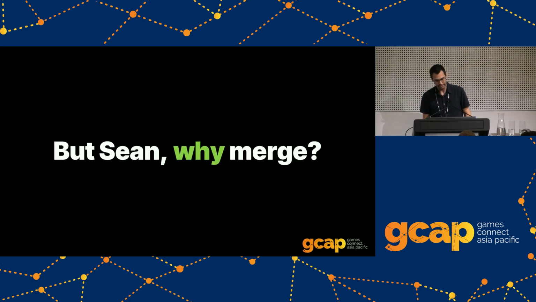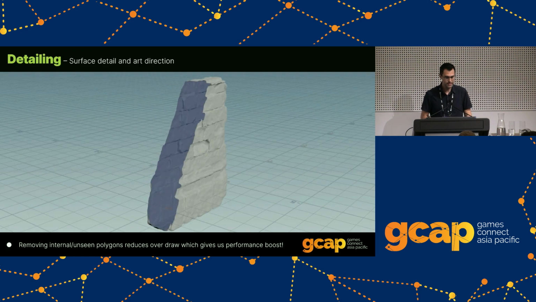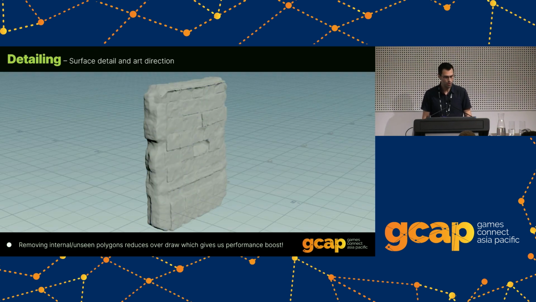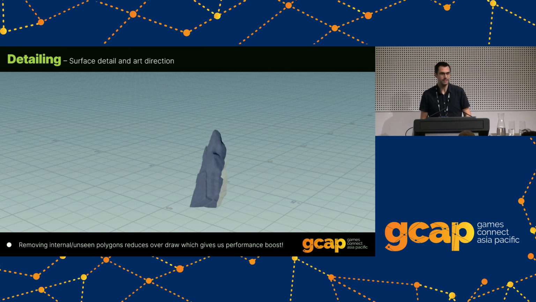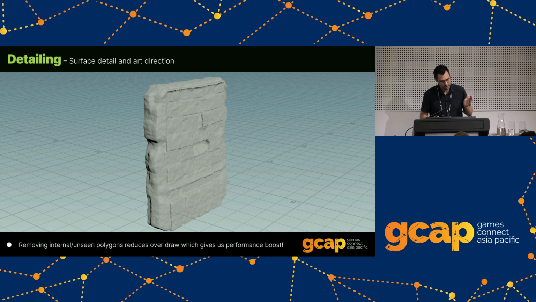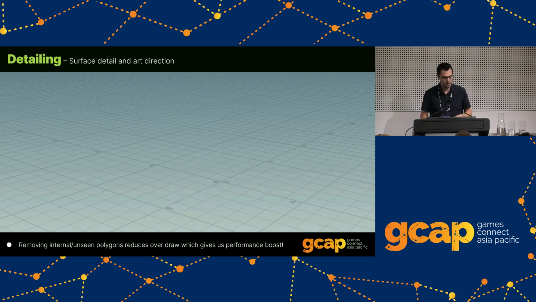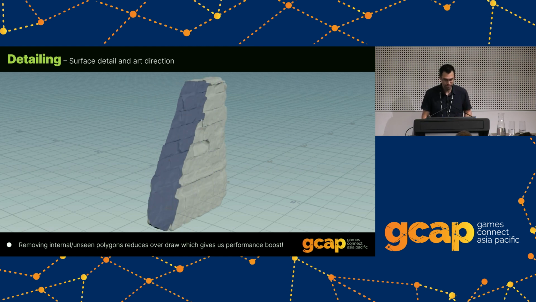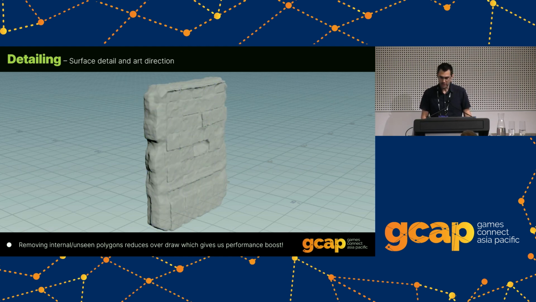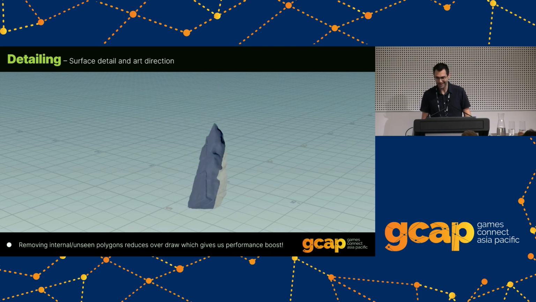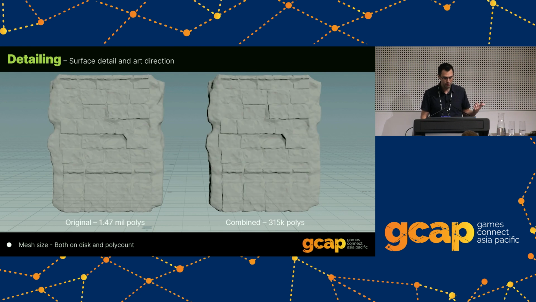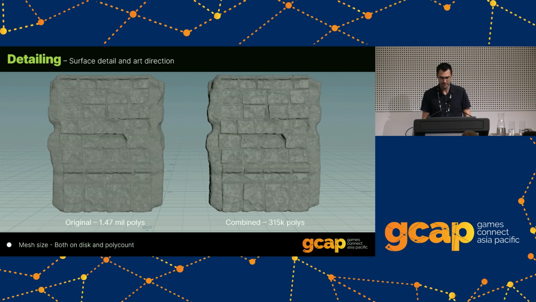But why, Sean? Why merge this? The reason, as I said before, is overdraw, you want to optimize. Even though you can do this stuff, there are issues. If you can optimize every step of the way, because you know the engine, it really does help, right? Removing internal faces. Just because you're working in billions of polygons doesn't mean we shouldn't always think about optimization, okay? So again, the original was 1.47 million polygons on the left, and the combined was 315,000 polygons, right?